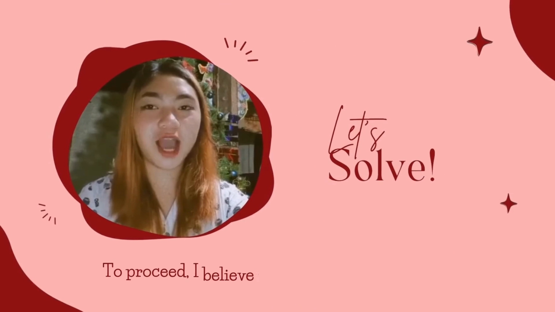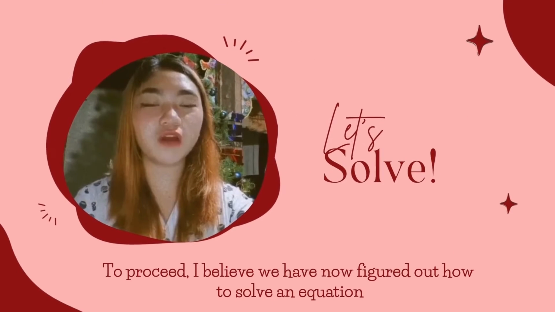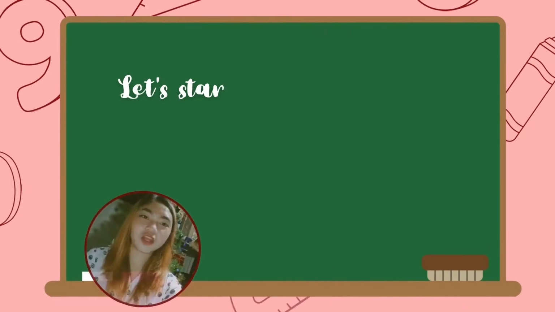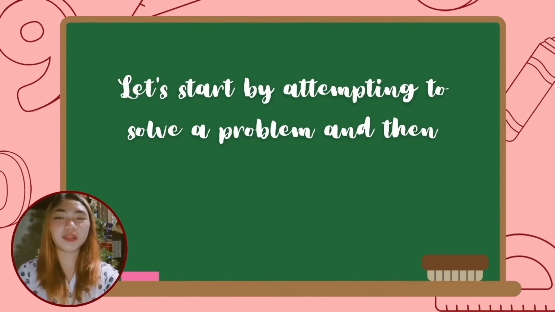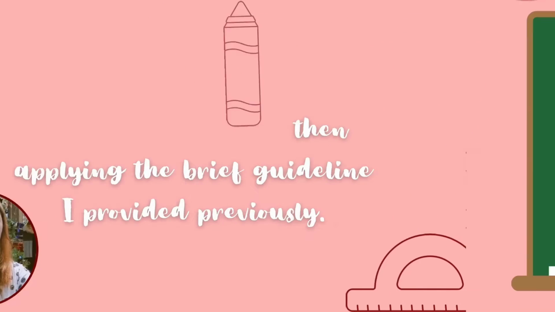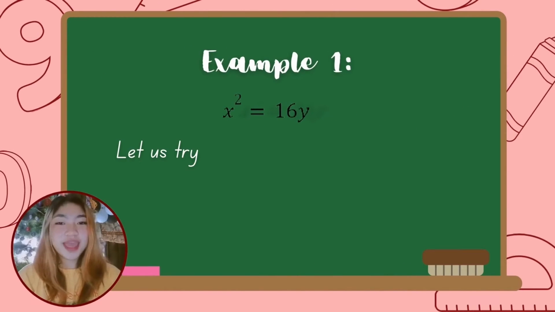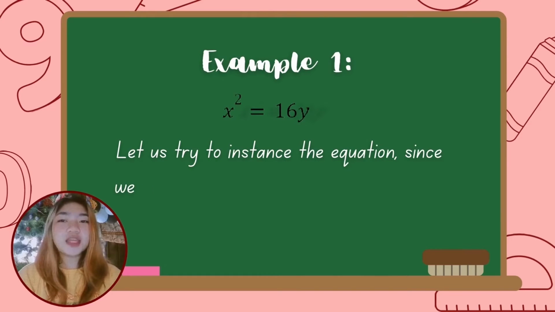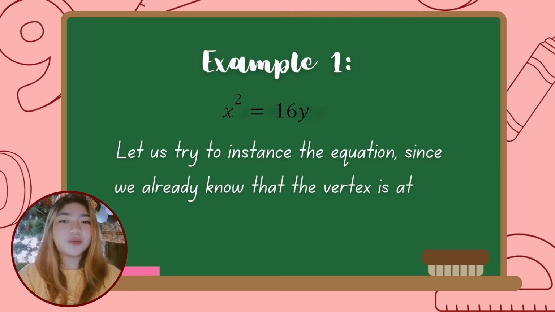To proceed, I believe we have now figured out how to solve an equation. Let's start by attempting to solve a problem and then applying the brief guideline I provided previously. Example number 1. X squared equals 16y. Let us try to solve the equation x squared equals 16y.